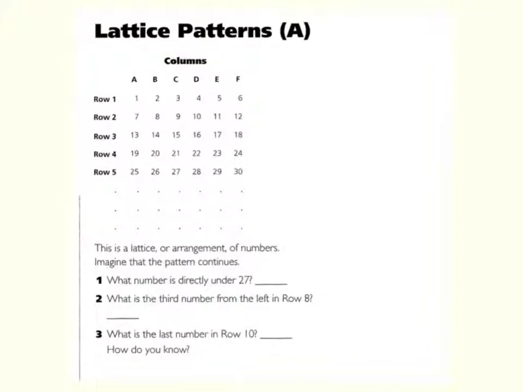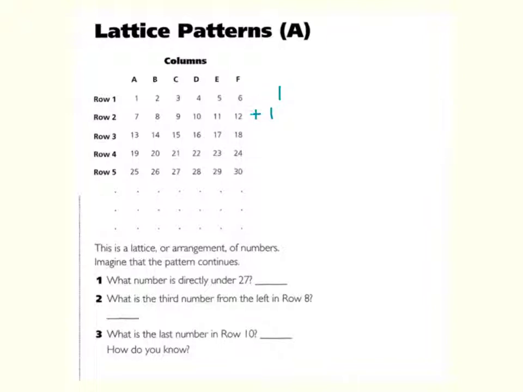We can think of lattice patterns as number grids. And if we look at the one that's given to us, we'll notice that it has 5 rows and 6 columns. So let's first look at some of the patterns that we see within the numbers that are given to us. Going across in each row, it seems as if we are adding 1. 1 plus 1 is 2, 2 plus 1 is 3, 3 plus 1 is 4. Row 2 seems to follow the same rule, as does row 3, 4, and row 5.